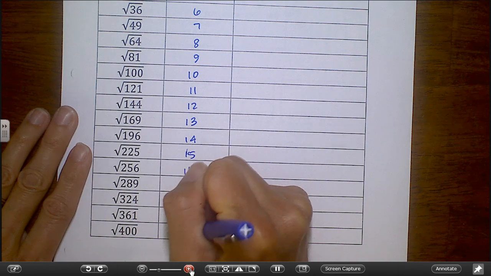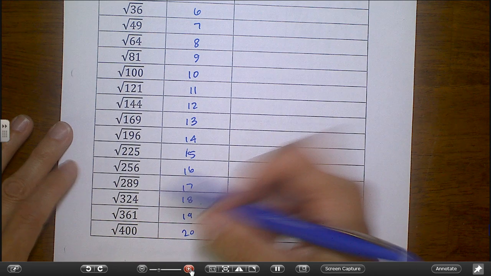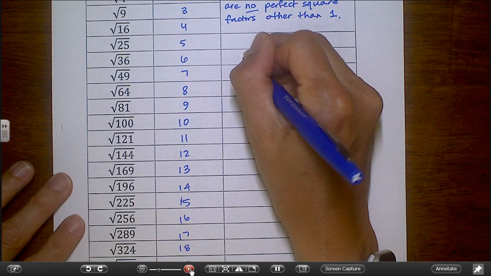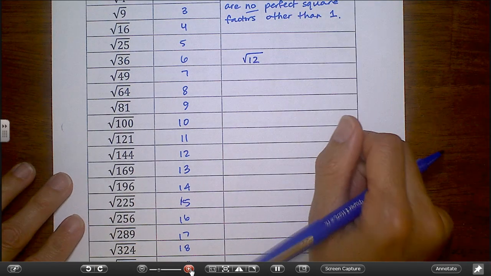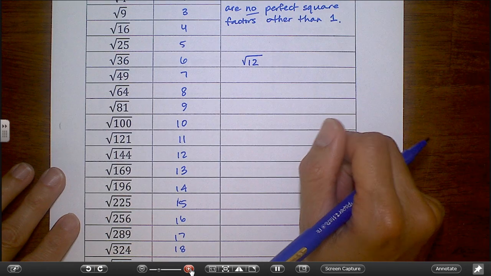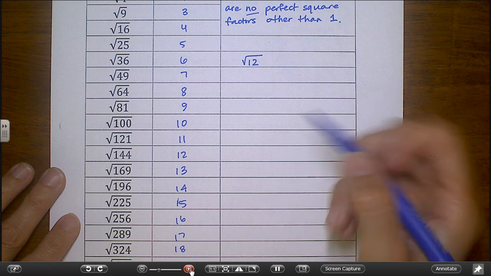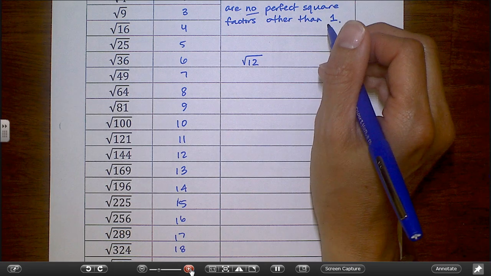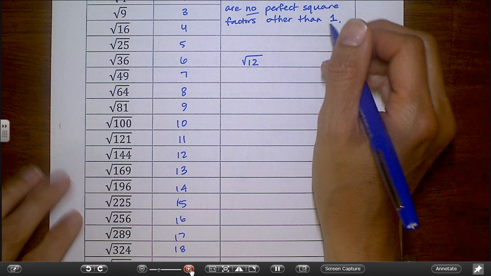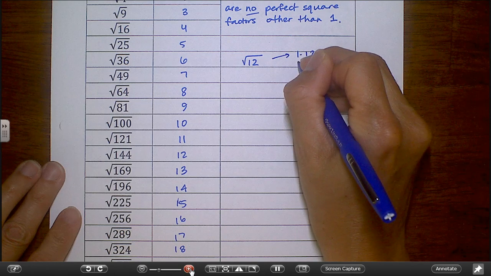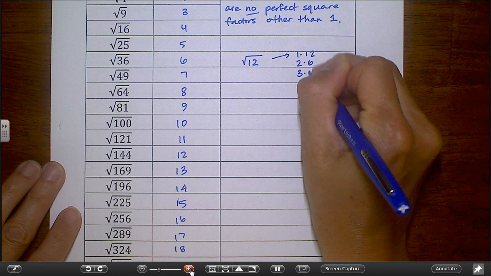When you do this, you're going to want to take a look at a radical. So let's take the square root of 12. If you look at 12, there's a whole bunch of different factors of 12. Remember chapter 8, when we looked at factor pairs. You could have 1 and 12, 2 and 6, or 3 and 4.